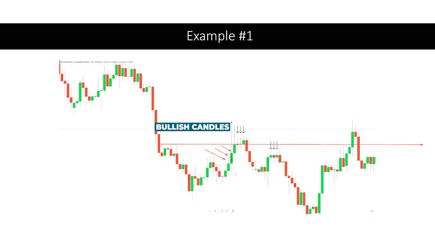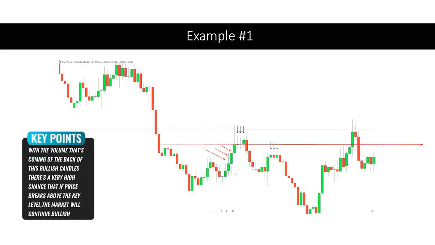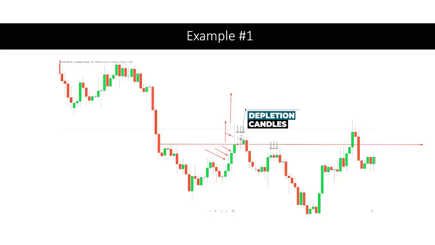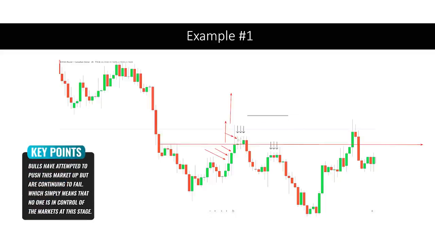At this stage, what you're saying to yourself is, with the volume that's coming off the back of these bullish candles, there's a very high chance that if price breaks above this level, the market will continue bullish. But once you start to bring the depletion candles into the picture at the key level, you will see that the bulls have attempted to push this market up, but are continuing to fail, which simply means that no one is in control of the markets at this stage, and definitely not the bulls.